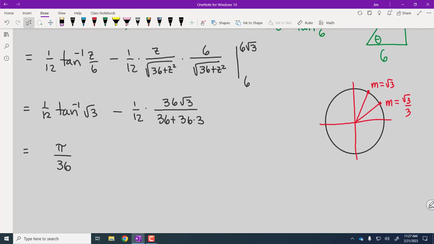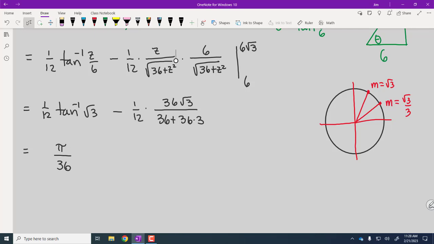Any issues there? 1/12. Z is 6 root 3, so that's 36 root 3. Square root times square root, the square root goes away. We have just what's inside. And 6 root 3 squared is 36 times 3.